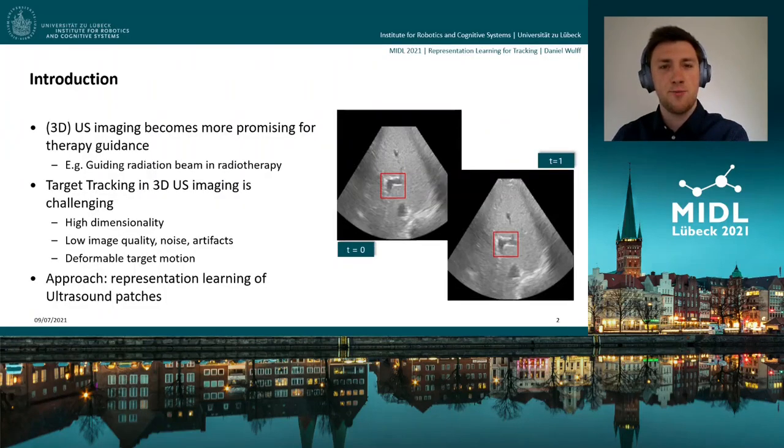3D ultrasound is a promising image modality for therapy guidance, for example in radiotherapy. Though automatic target tracking methods in 3D ultrasound are challenging because of the high dimensionality of the 3D images and because of the low image quality, noise, and artifacts that may appear in the ultrasound images. One approach to deal with these challenges is to use representation learning for ultrasound patches.